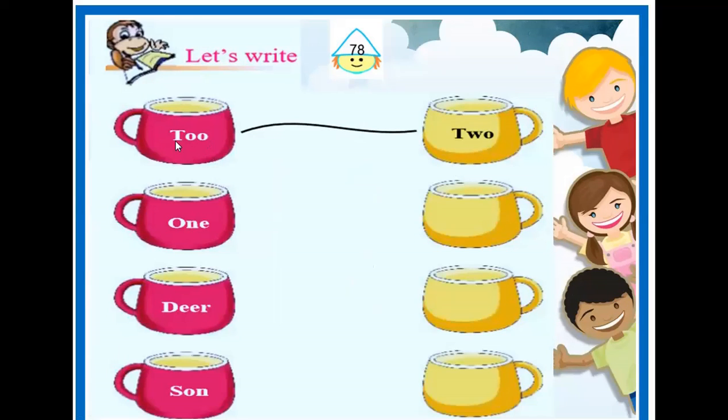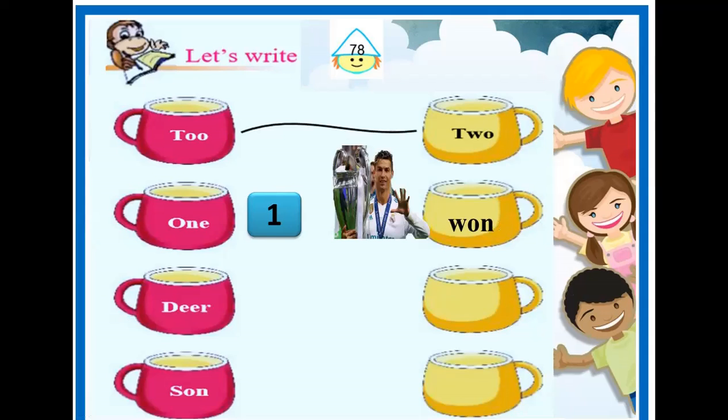The first one is already done, children. The word that sounds similar to TOO is TWO. The second word given here is ONE. We know that ONE is a number. And the word that has the same pronunciation as one is WON. And it means to be victorious.